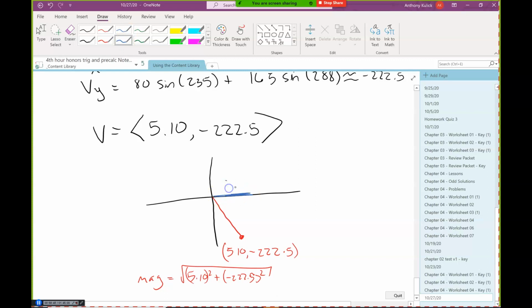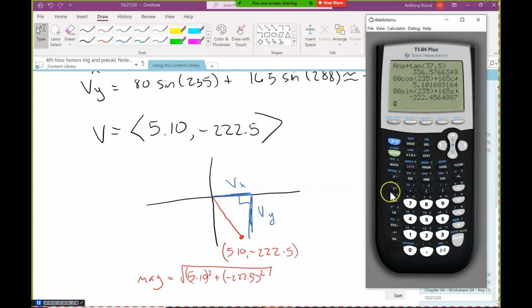So when I do that, I get 222.5. That's my resultant magnitude. Everybody okay there? Note that it is not actually the same number as the y value. They're just very, very close.